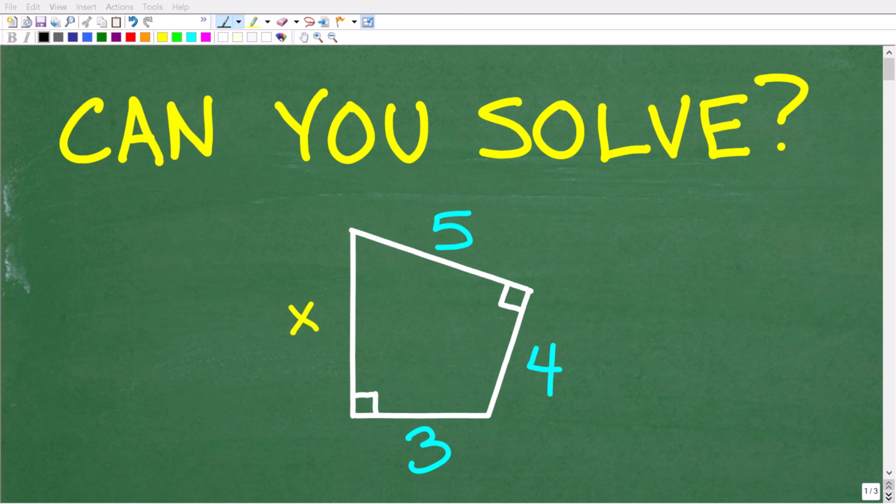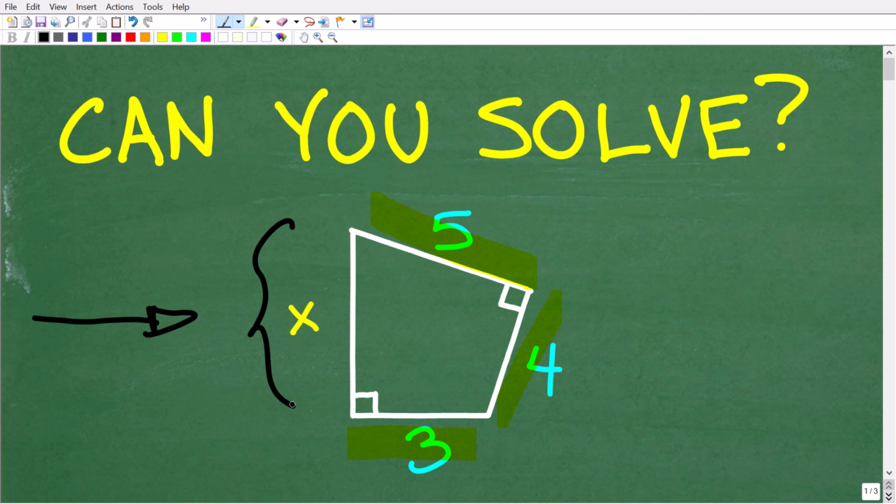So let's see how much geometry you actually know, because if you're pretty good in geometry, you ought to be able to figure this problem out. What we have here is a four-sided polygon. We would also call this a quadrilateral. This side is 3, this side is 4, this side is 5, and what we're trying to do is solve for this length right here, x.